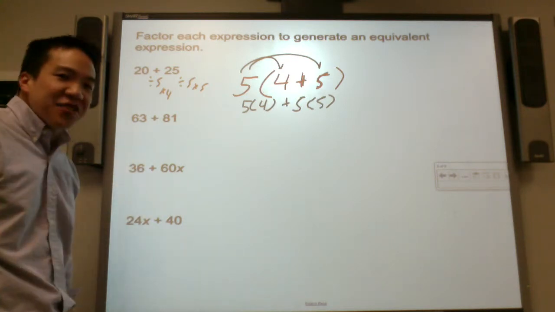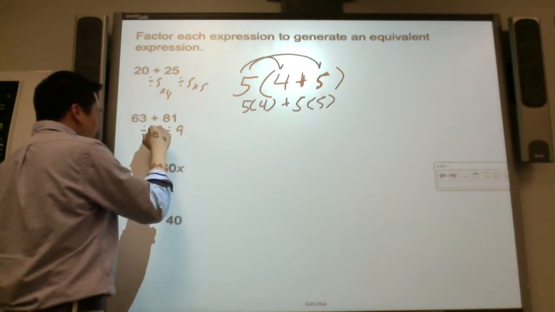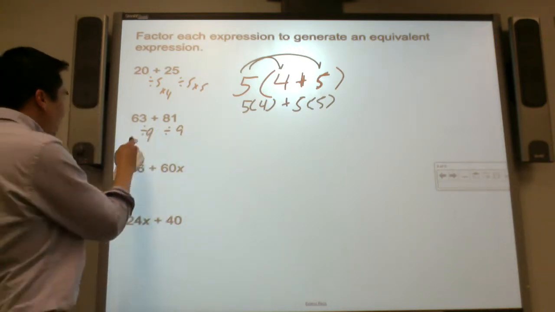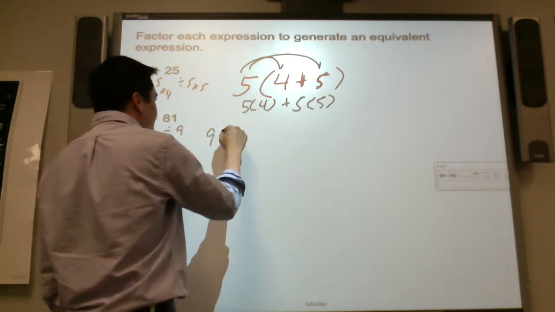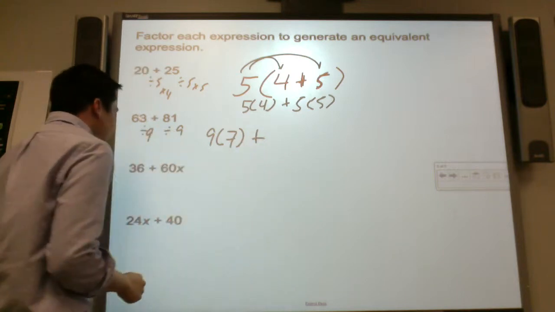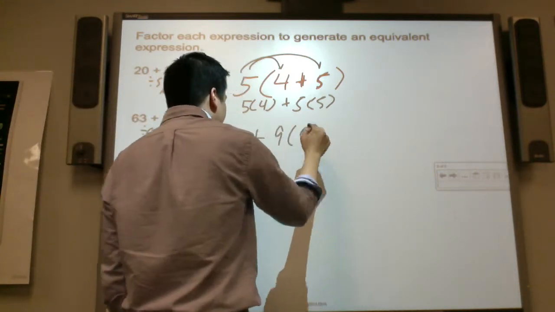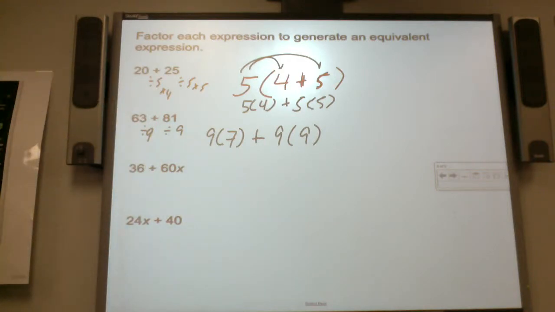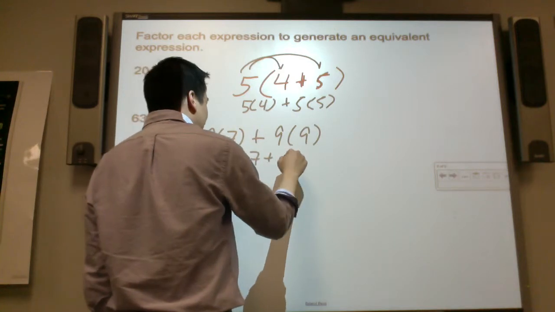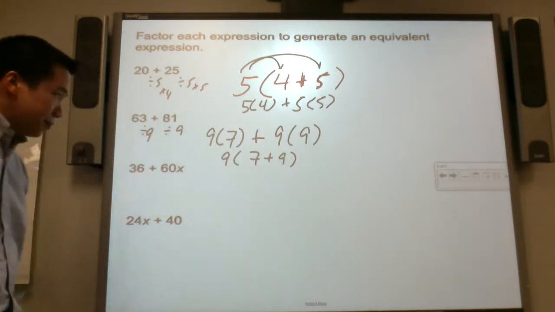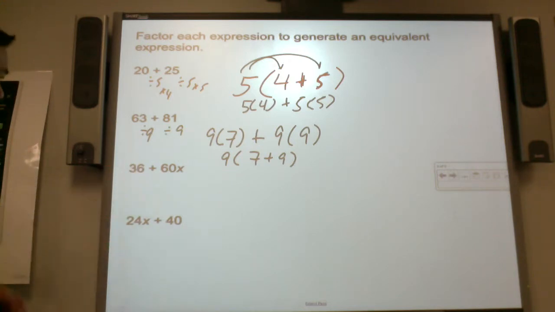What is the greatest factor I can divide 63 and 81 by? By 9. So what makes 63? 9 groups of 7. And what makes 81? 9 groups of 9. Is there another way to write this? You could write it as 9 groups of 7 plus 9. Either one is acceptable.